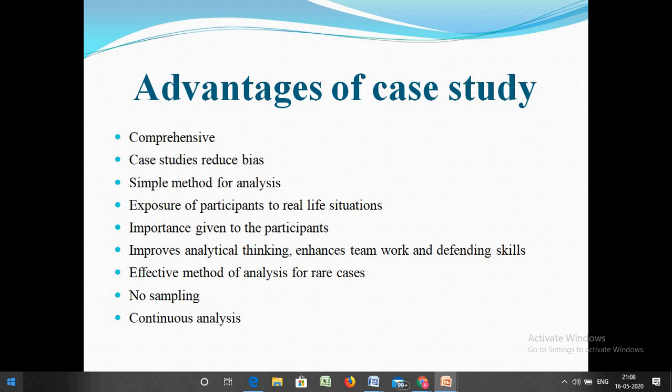Now, eighth advantage is it studies a social unit in its entire perspective. So it means that there is no sampling in case study method. And the ninth advantage of case study is it helps in continuous analysis. It is valuable in analyzing continuously the life of a social unit to explore the facts.